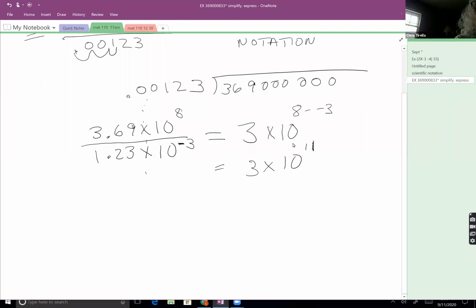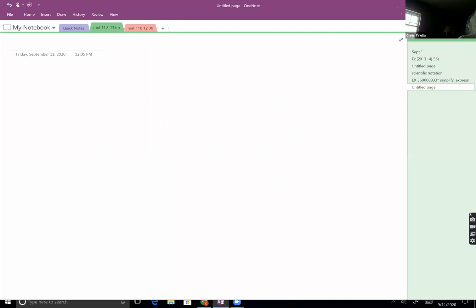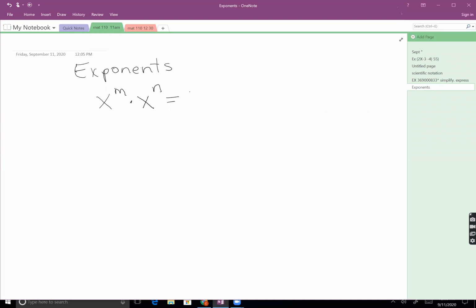Now, before we go on to the next section, which would be a little bit of an introduction to P3, let's just do a real quick review of rules for exponents. See what you can remember. If I have x to the m times x to the n, when I multiply, what do I do with those exponents? Add. Beautiful, x to the m plus n.